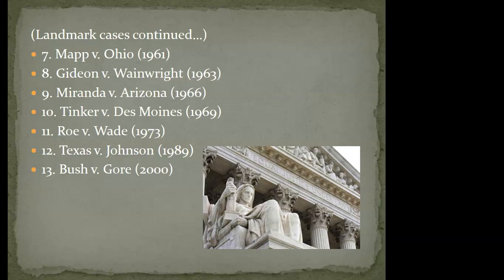So this does hold police accountable, or at least it's supposed to, making sure that they are following the letter of the law, to make sure that rights aren't being violated. So Mapp versus Ohio, again, evidence from illegal searches is inadmissible in court.